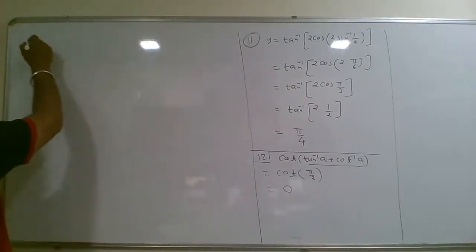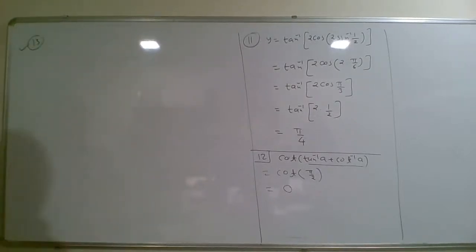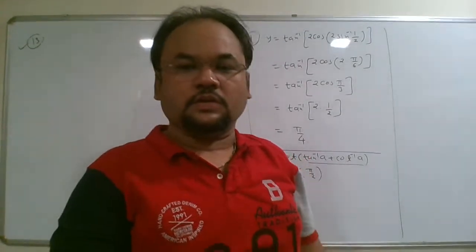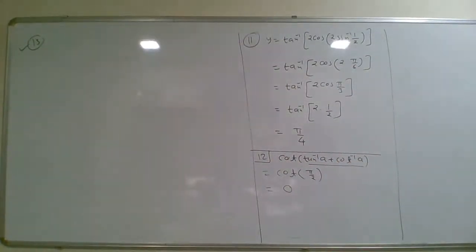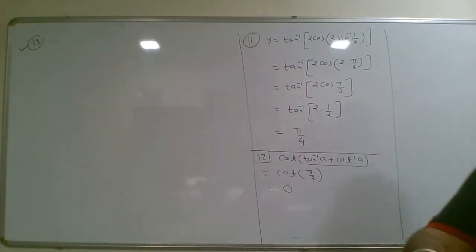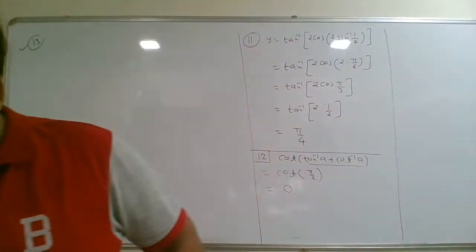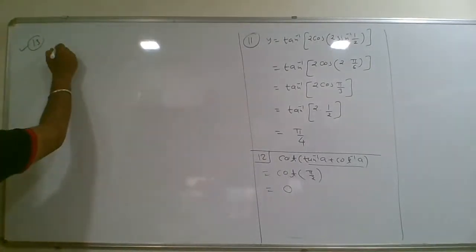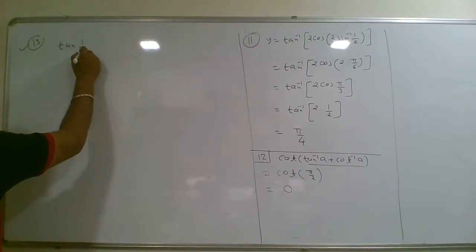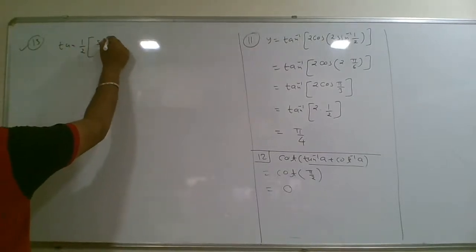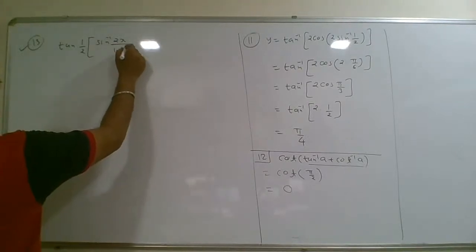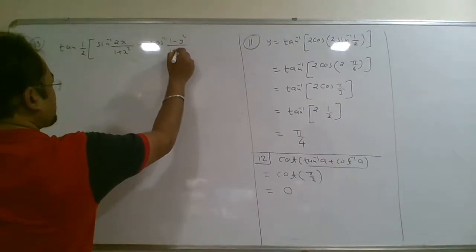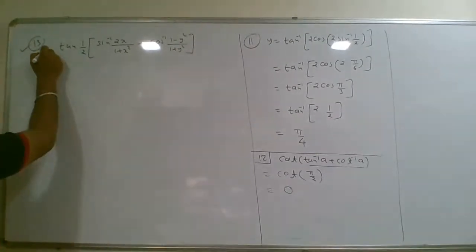Question number 13. Important question. Question 13 is the important question. Tan of half of sin inverse 2x upon 1 plus x square plus cos inverse 1 minus y square upon 1 plus y square.